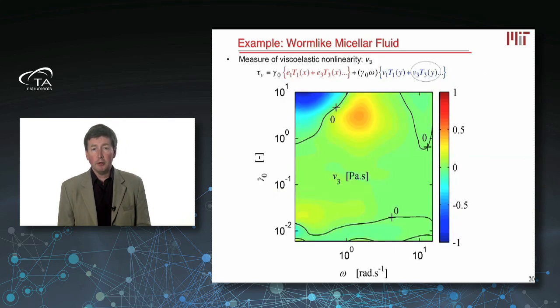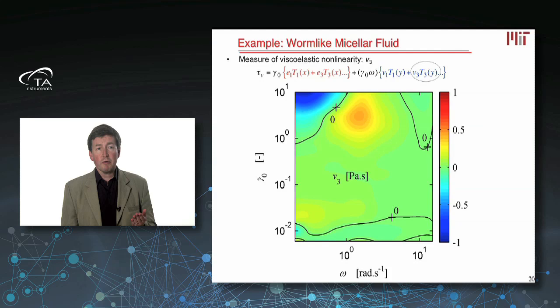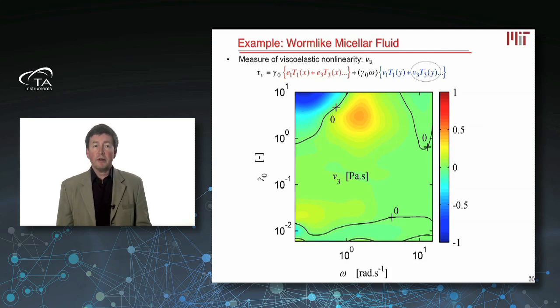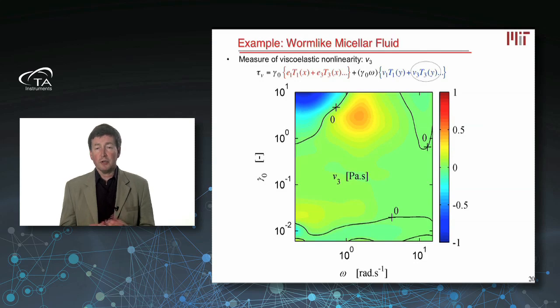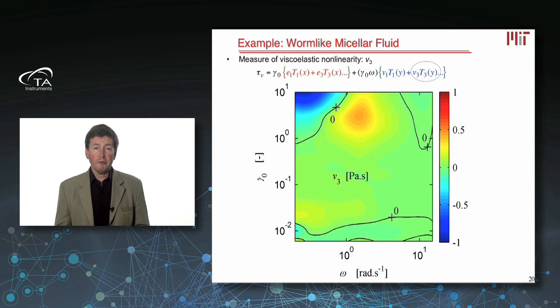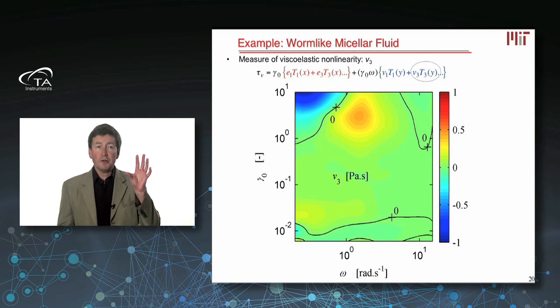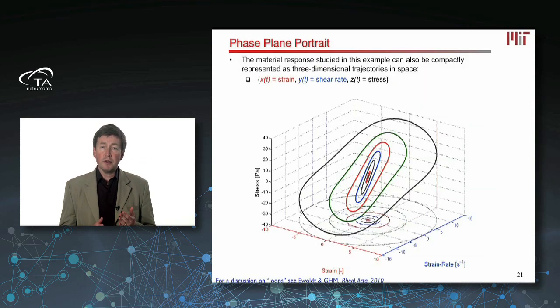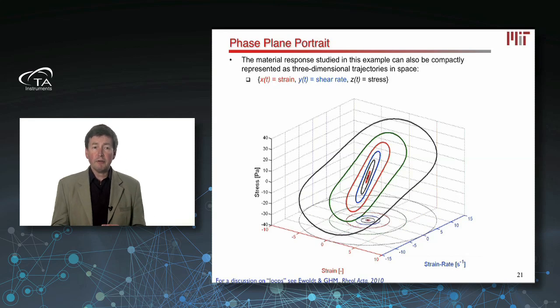So let's take one of these looped configurations, and let's probe that in a little more detail. What is it about that material response that shows up as these loops? And what it is that there's a substantial nonlinear coefficient. The V3, or the third order viscous coefficient, is indeed largest in that region where the loop appears. And that tells you that in this region, the material exhibits a very nonlinear viscous response. And this happens at a moderate frequency and a large strain amplitude.